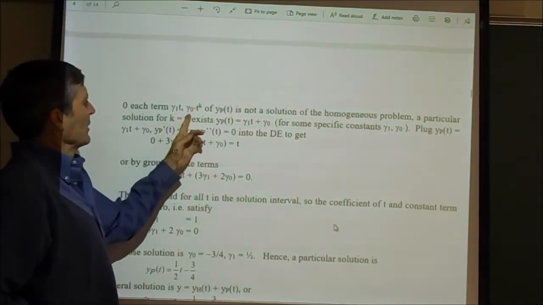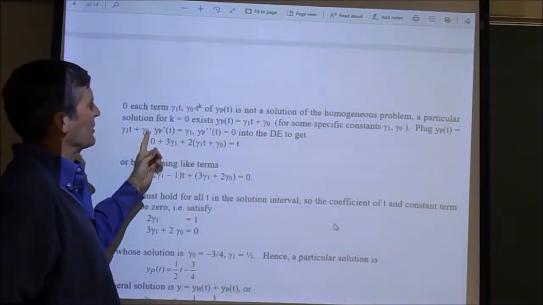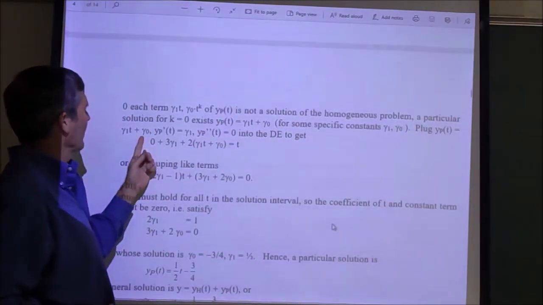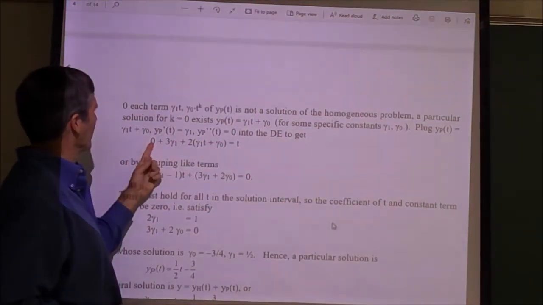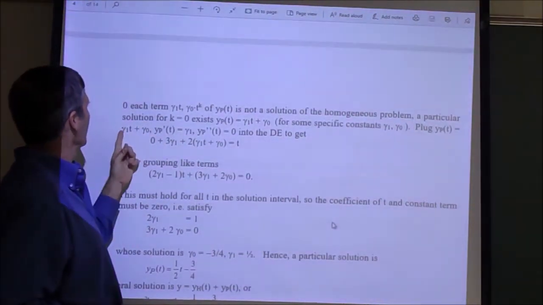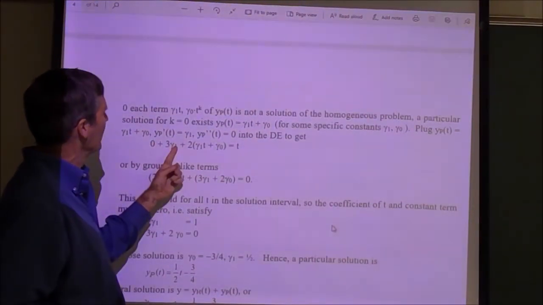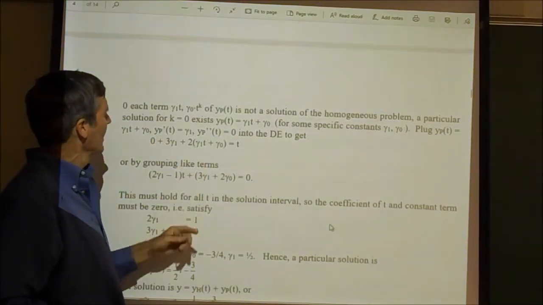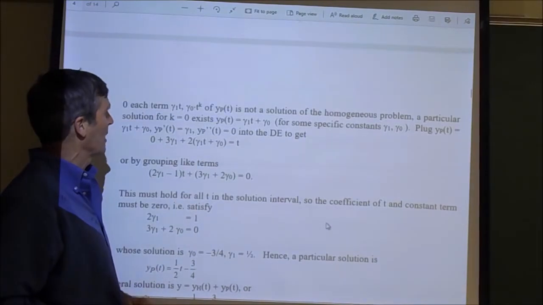So we look for a solution y_p of t of the form gamma 1 t plus gamma 0. Just plug that into the differential equation, and we get, well, the second derivative of this is 0, right? Two derivatives of a first degree polynomial is 0. The first derivative is just gamma 1, so y double prime plus 3y prime plus 2y is gamma 1 t plus gamma 0. All has to equal the right-hand side of the original non-homogeneous problem, t.